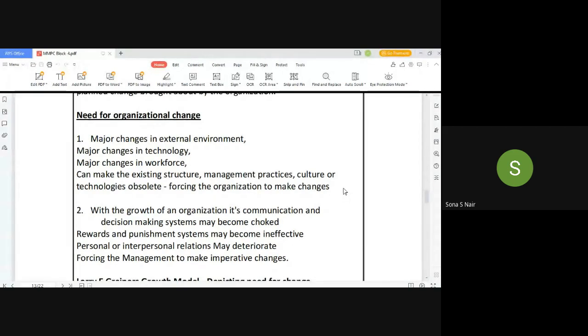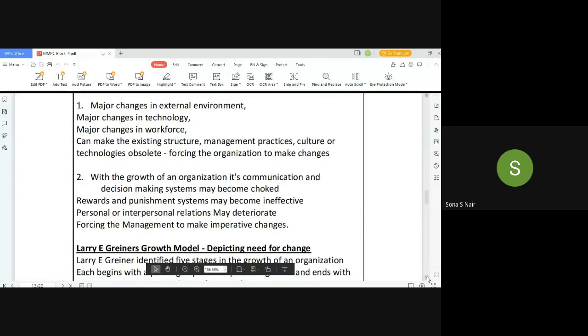The coming of the 5G technology, the coming of electric vehicles, that's a major change in technology. That will force us to change certain things in the organization. Workforce is becoming more diverse, so we have to make our policies inclusive. So the first thing is major changes in the external environment. In that case, we have to make changes in the organization.